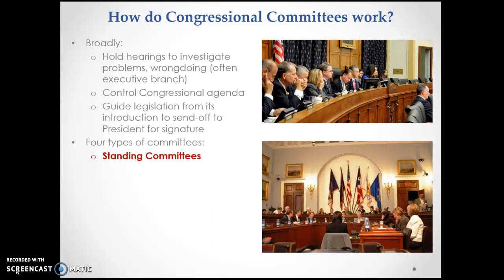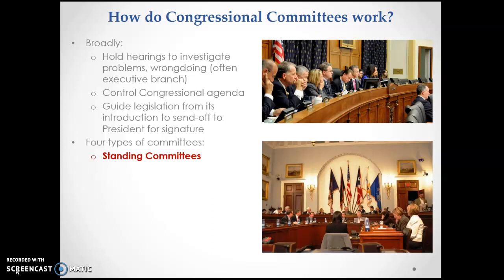So, four types of committees. Let's talk about them and let's talk about how they work, right? Because as we already said, there's far more legislative work that occurs in Congress than exists on the floor of the US Senate or the floor of the House of Representatives. Most of the work is done in committees.